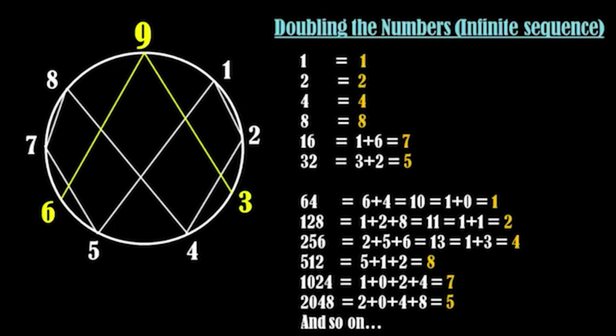Now observe the digital roots shown in orange color. Can you observe a pattern here? You will see a repeated sequence of numbers 1, 2, 4, 8, 7, 5. Even if you repeat it up to infinity, the same pattern repeats.